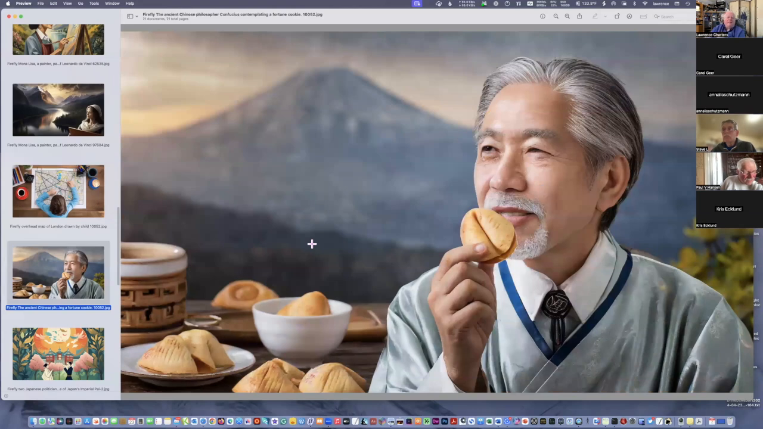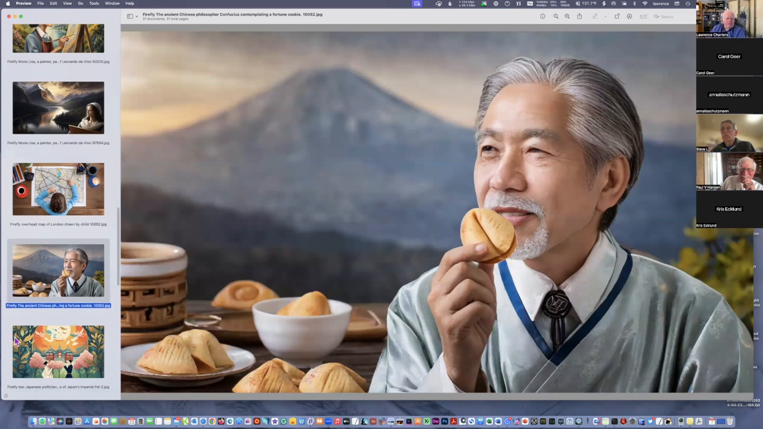So I said here, the ancient Chinese philosopher Confucius contemplating a fortune cookie. Well, fortune cookies were actually developed in the 20th century in San Francisco. Confucius knew nothing about it. And this guy looks a little bit too contemporary to be Confucius. And I'm not quite sure why a Chinese philosopher would be in front of Mount Fuji.